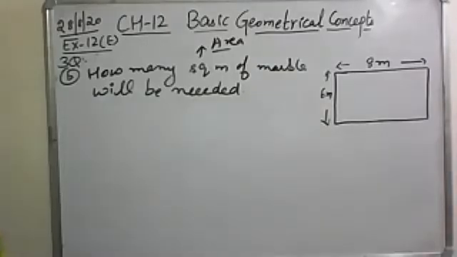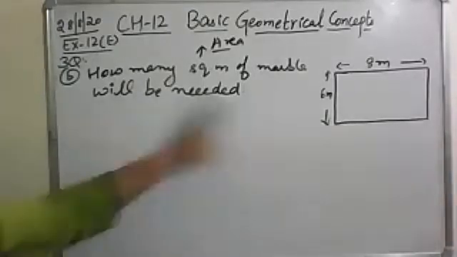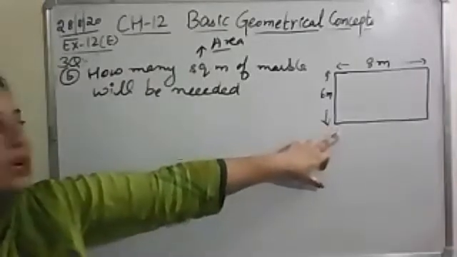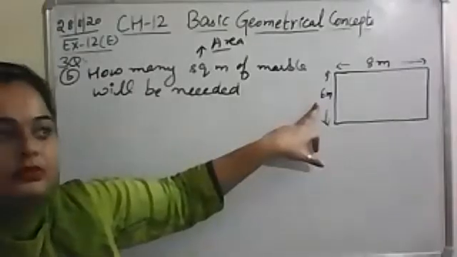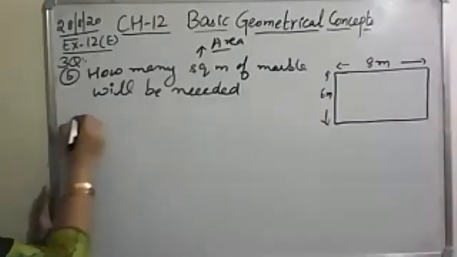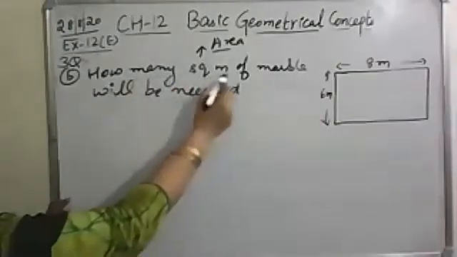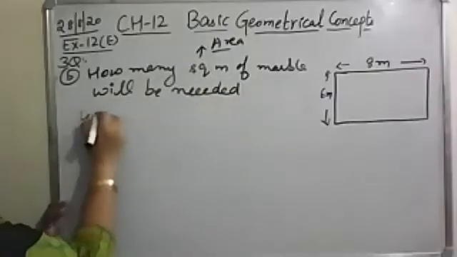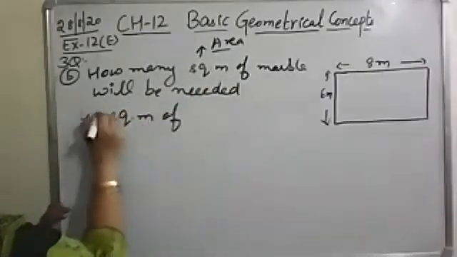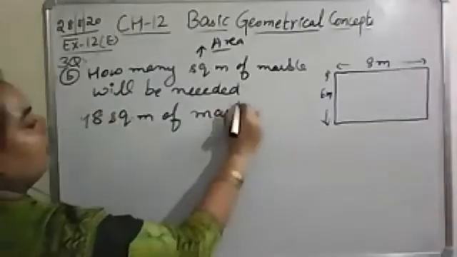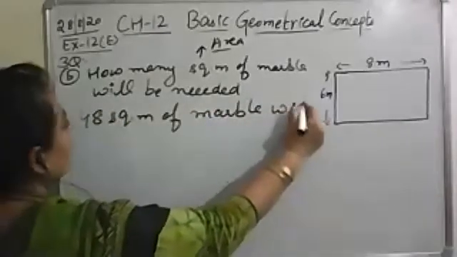On the floor. So you will bring as much marble as the area of the floor? Yes ma'am, exactly. So in this question, what was the area of the floor? 8 into 6, 48 square meter. Yes. So you will write: how many square meter of marble will be needed? 48 square meter of marble will be needed. Yes, very good.